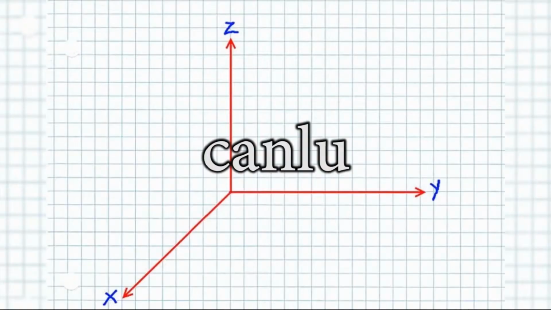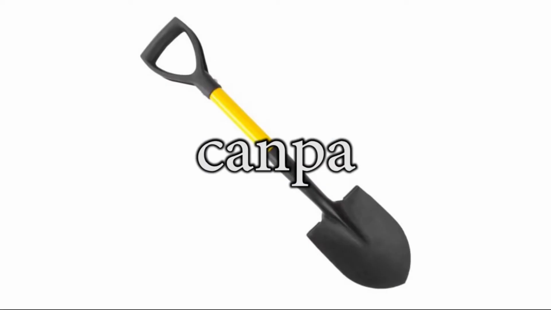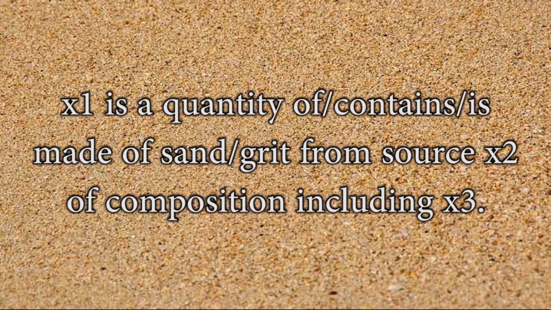Shanlu. X1 is space, volume, region, or room occupied by X2. Shanpa. X1 is a shovel or spade for digging X2. Shanre. X1 is a quantity of, contains, or is made of sand or grit from source X2 of composition including X3.